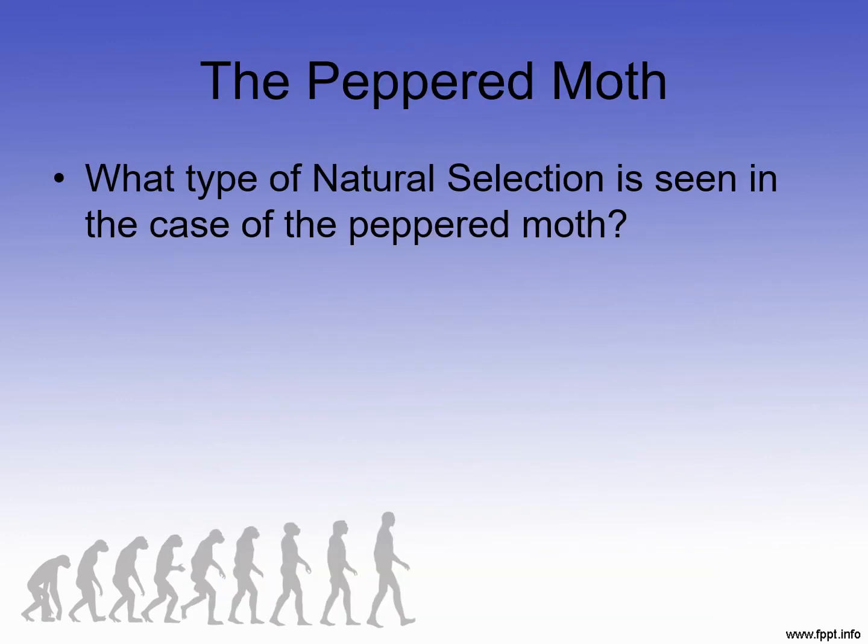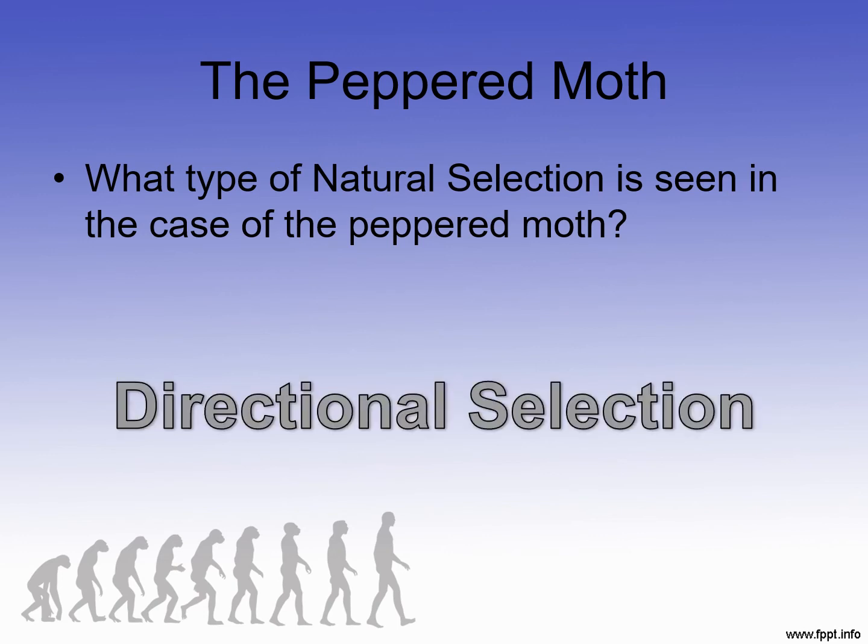So ask yourself, what type of natural selection is seen in the case of the peppered moth? If you guessed directional selection, you are correct.